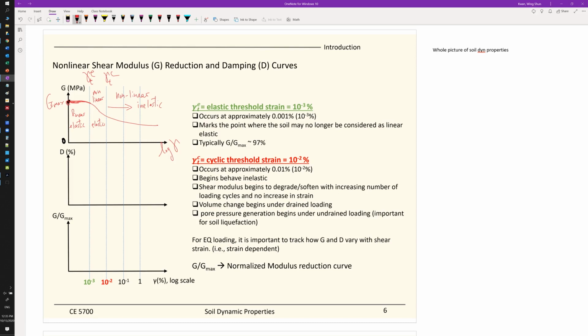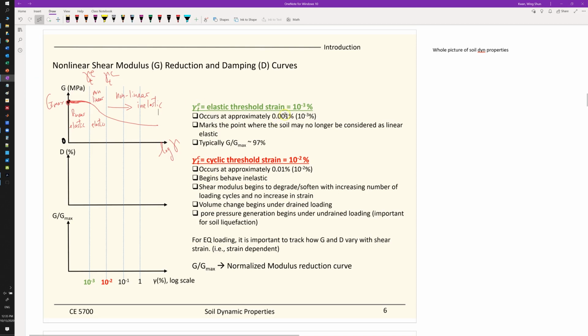And you will see, when you want to model a deep soil, you will need to select the right curve for your soil profile. So for different materials, sand, clay, or gravel, you will expect to use a different modulus reduction curve. So again, you come with two important thresholds. First is the elastic threshold strain.